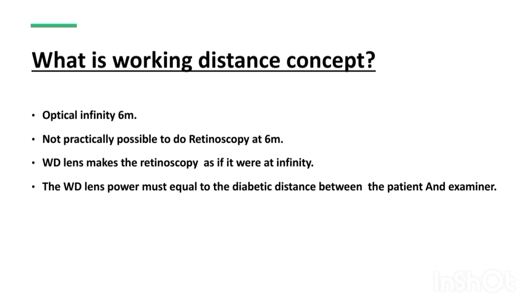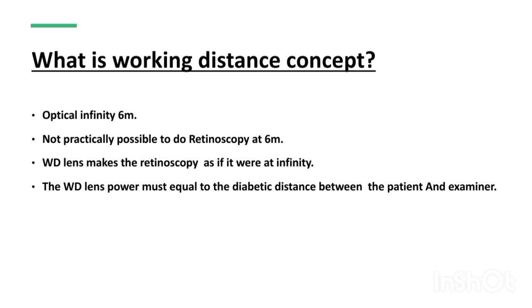So to make these diverging rays parallel, we are giving this plus 1.5 diopter lens in front of the patient's eye. So what this plus 1.5 diopter lens does is it makes these diverging rays of light into parallel rays and then they enter the eye, so that we can get the accurate refractive error of the patient's eye. So that is the concept of working distance.